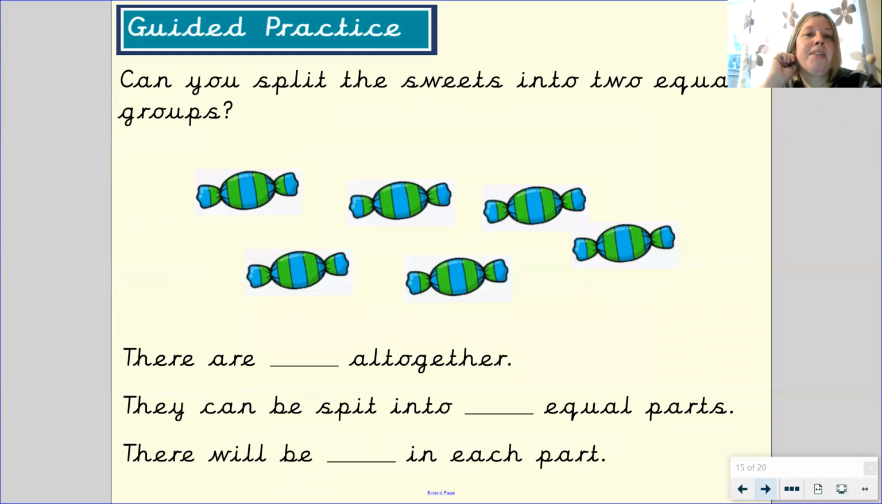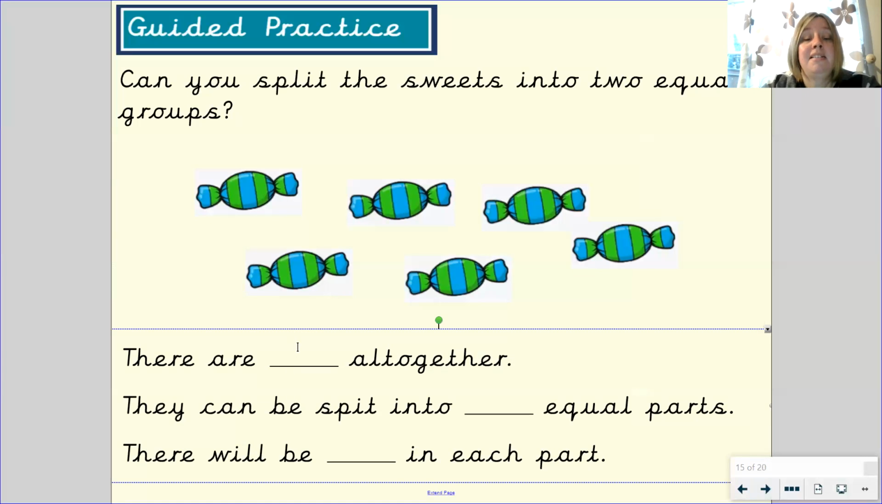Our next question, can you split the sweets into 2 equal groups? So we've got some steps that we need to work through to help us to split the sweets into 2 equal groups. So the first thing we have is a sentence that says, there are all together. So we need to count how many sweets there are all together. Count with me. 1, 2, 3, 4, 5, 6. So there are 6 all together.